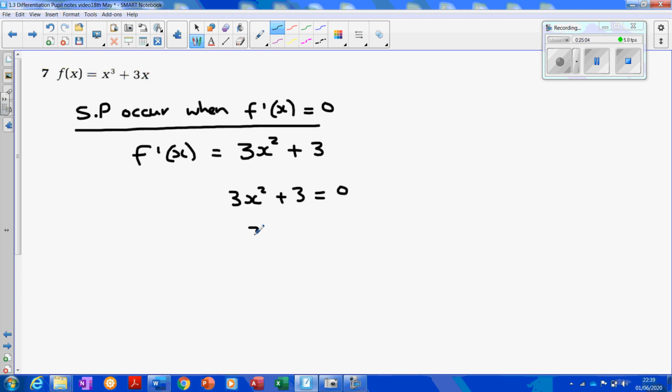Take 3 away from both sides. So 3x squared is going to be equal to minus 3. Divide by 3, x squared is going to be equal to minus 1. Right, we've got a problem. You cannot take the square root of minus 1. So that can't be done. So what that means is this thing has got no stationary points.